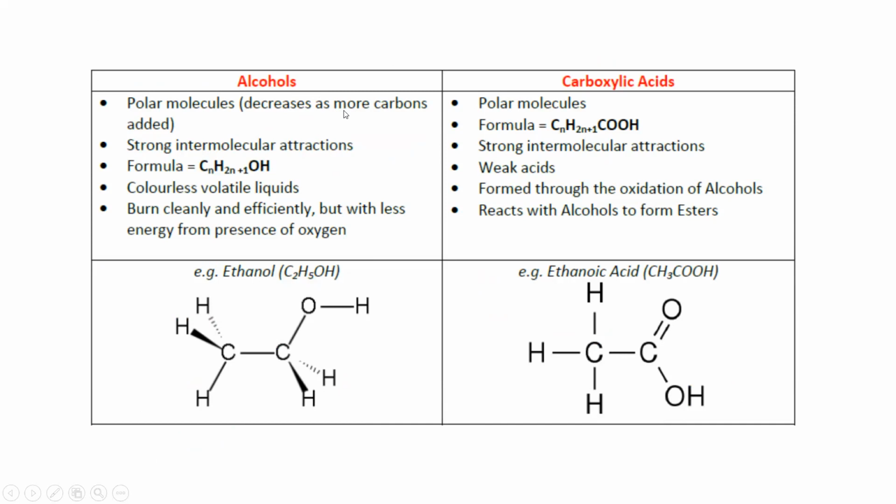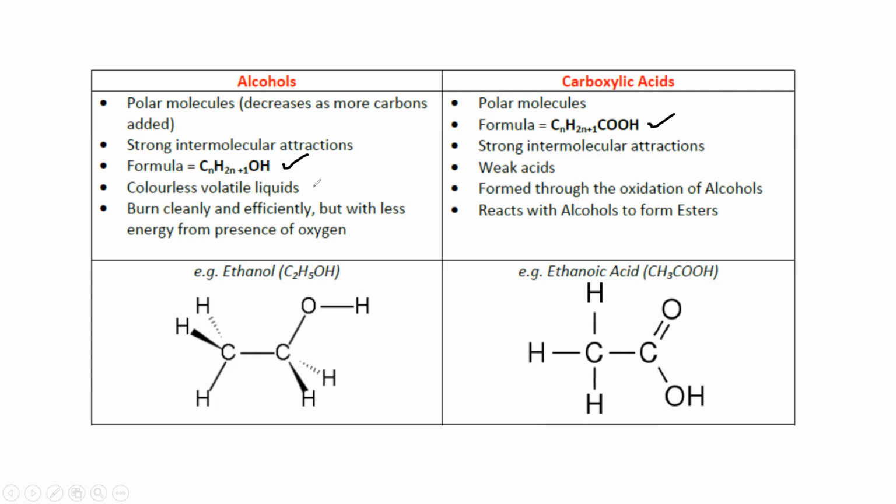So when we compare these alcohols and carboxylic acids, alcohol molecules are polar. Polar means they have charges on them, so they can dissolve. Same for carboxylic acids, they have a strong attraction between the molecules. The general formula for alcohol is CnH2n+1 OH. And the general formula for carboxylic acid is CnH2n+1 COOH.